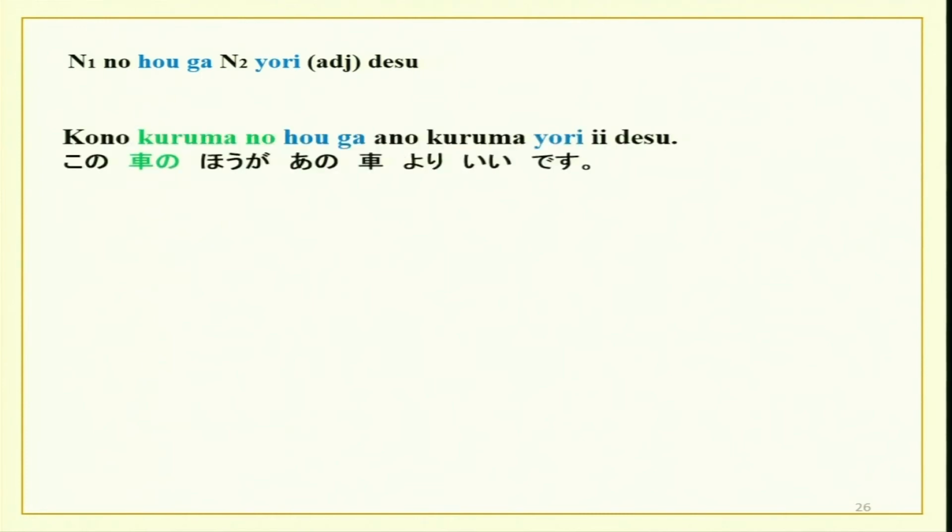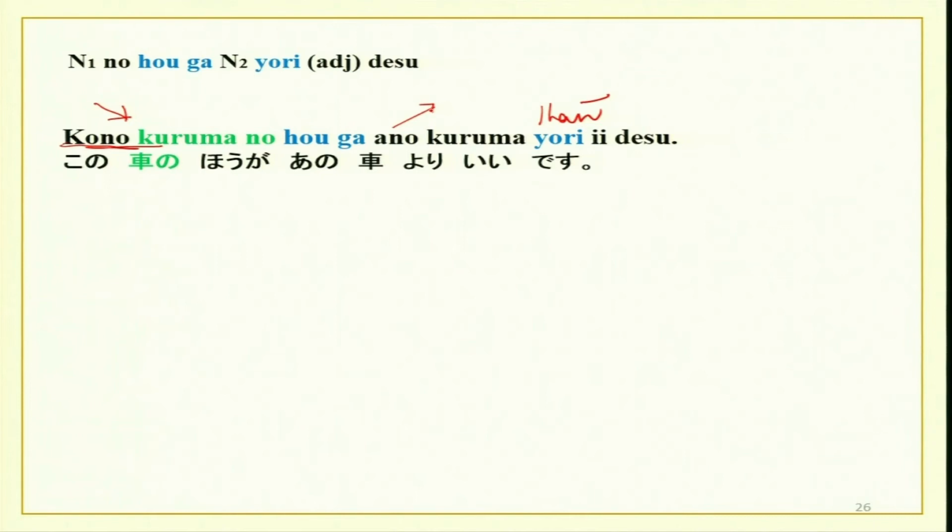Now there are different ways you can compare or show preference. One way to compare and show preference or emphasis or suggestion is A no hoga suki desu. Basically by using hoga. We have learned this in our previous lessons. Noun 1 no hoga, noun 2 yori, whatever the adjective. So now let us see from the examples and revise hoga with yori. Kuruma no hoga, ano kuruma yori ii desu. Kono kuruma, this kuruma no hoga, ano kuruma yori ii desu. It is better than this kuruma. So they are actually pointing at the kuruma and showing this kuruma and that over there.